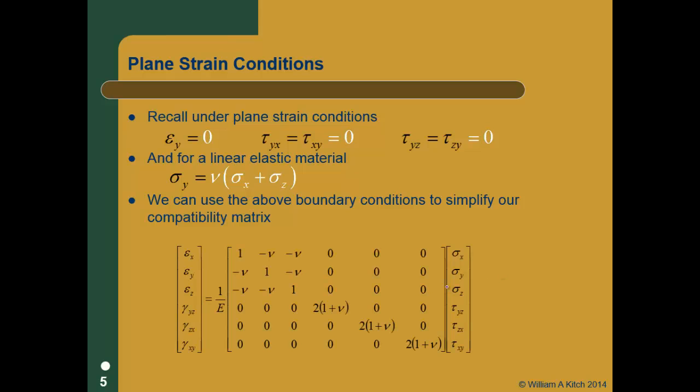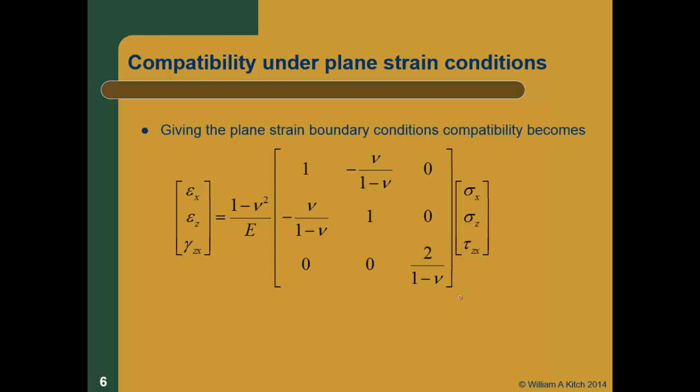And this was our original matrix, but when I put in zeros for this and this, and then I put in the equation for sigma y, I get a simplified stress strain tensor that looks like this, because now it's only a function of sigma x, sigma z, and tau zx. So this is all review so far.